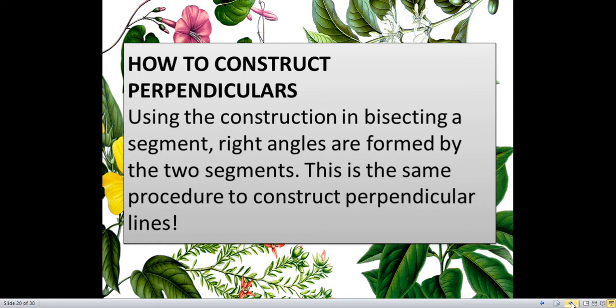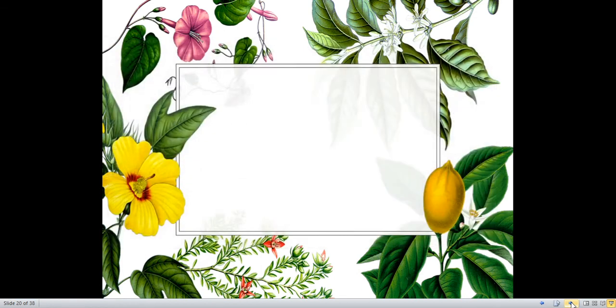Now, how do we construct perpendicular lines? As you can see on our first task, to bisect a line segment, we can use that because there is a right angle that is formed by the two segments. So, use the same procedure to construct the perpendicular lines. Just add that right angle there. And here is how it looks.